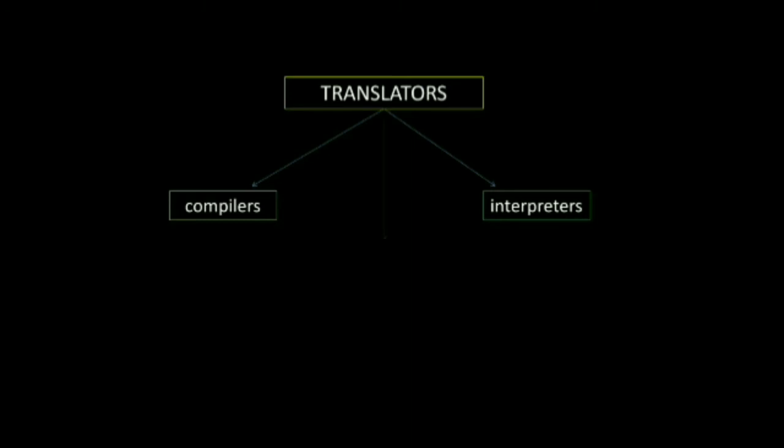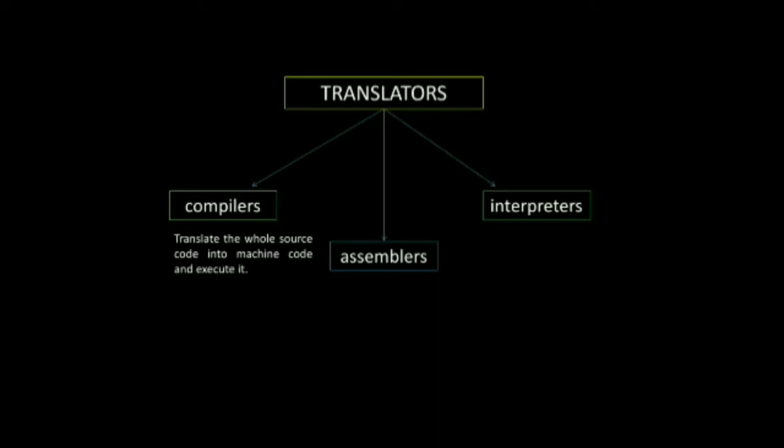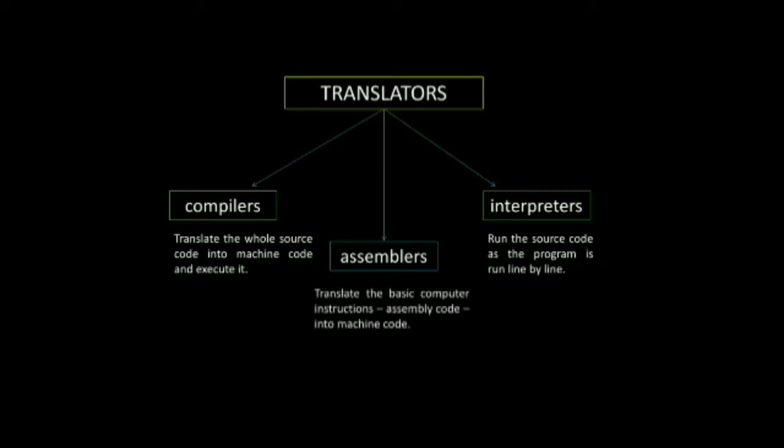interpreters, and assemblers. You can understand compilers as programs that translate the whole source code into machine code and execute it, while interpreters run the source code as the program is run, line by line, and assemblers translate the basic computer instructions, assembly code, into machine code.